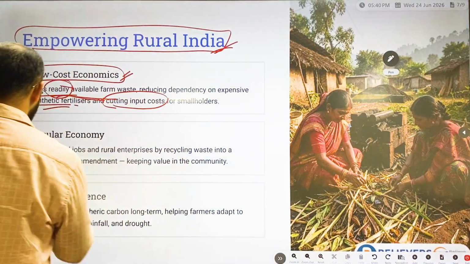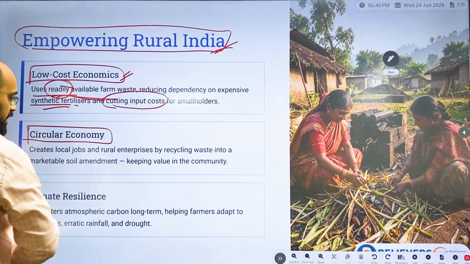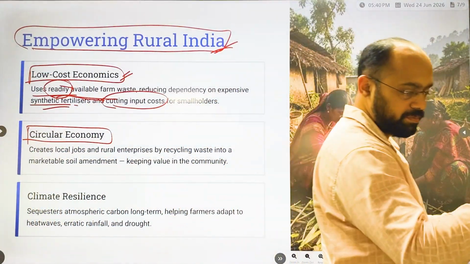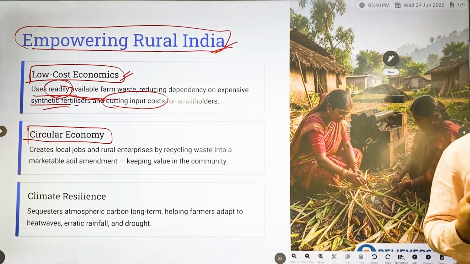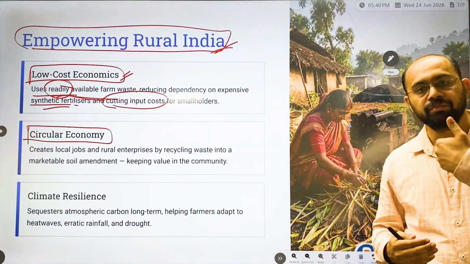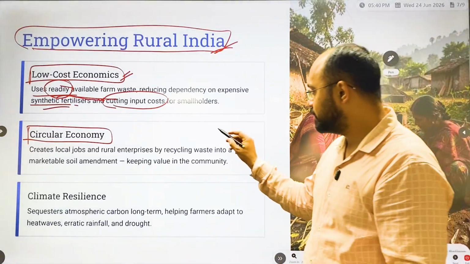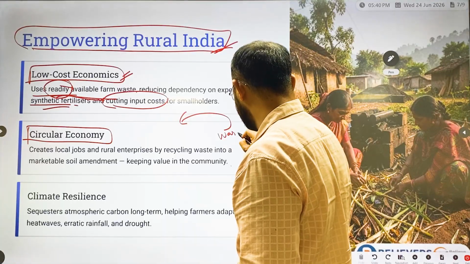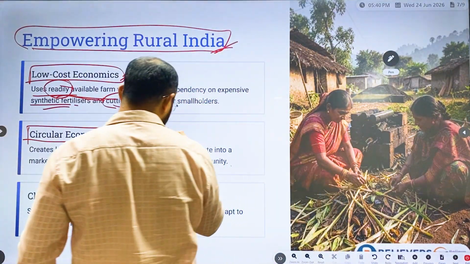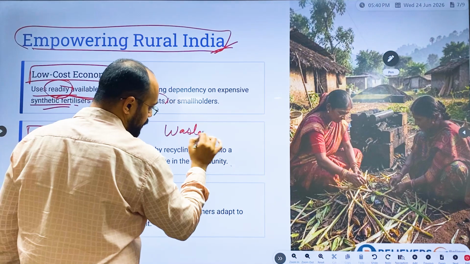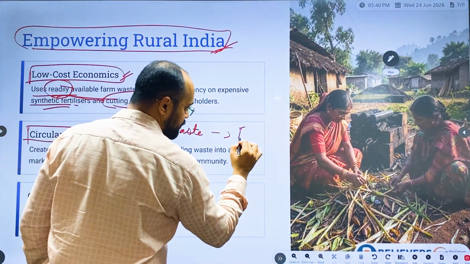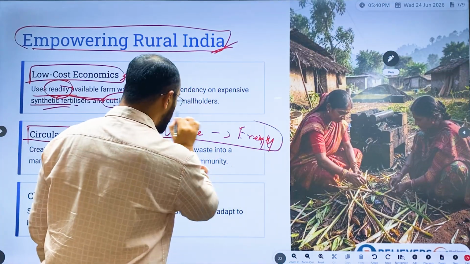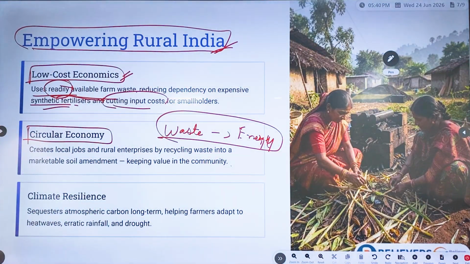Next is circular economy. Now, what is this circular economy? In circular economy, whatever waste we are getting, we are making this waste into energy. We are not wasting anything, we are making this a waste to energy process. Okay, this is the next thing.